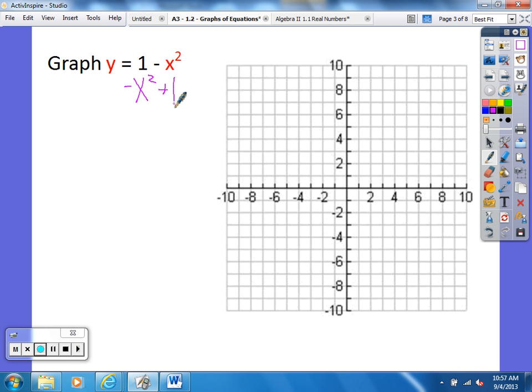Anybody know what the vertex is? Remember, a vertex is going to be something comma something. Justin? Okay. Whitney? Not quite. Switch it around. 0, 1. Okay. It is 0, 1.